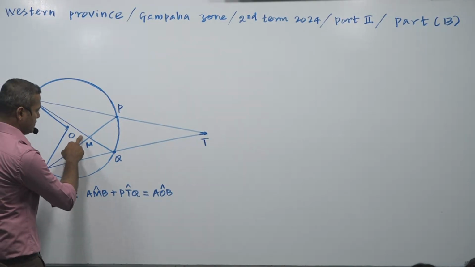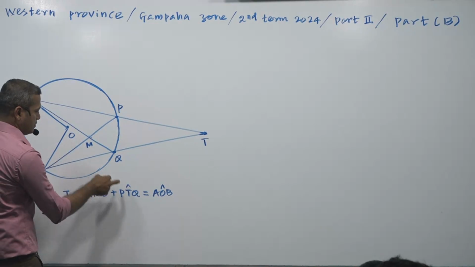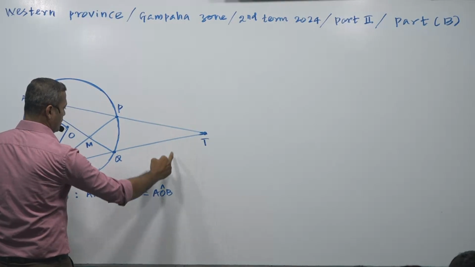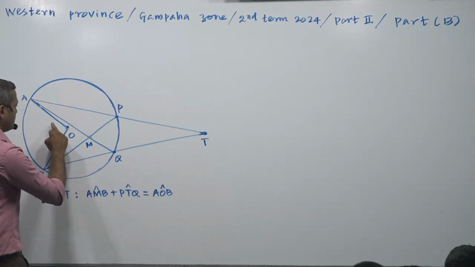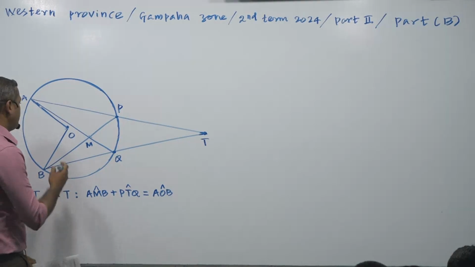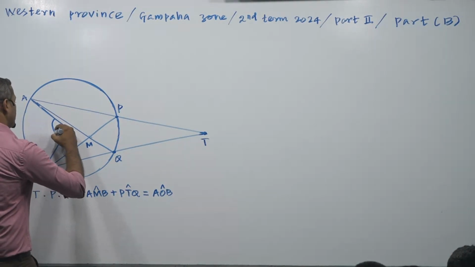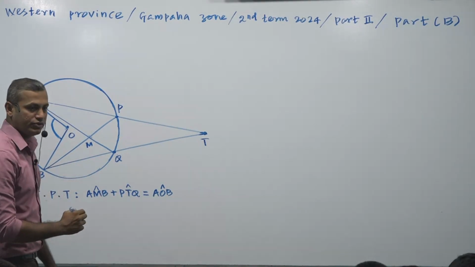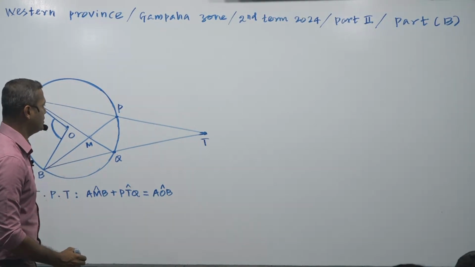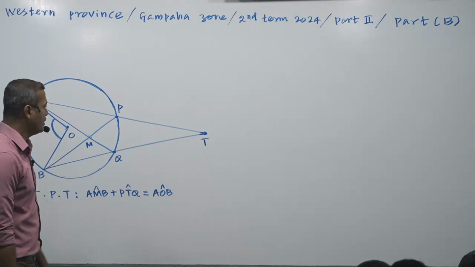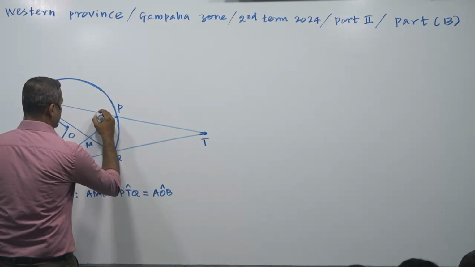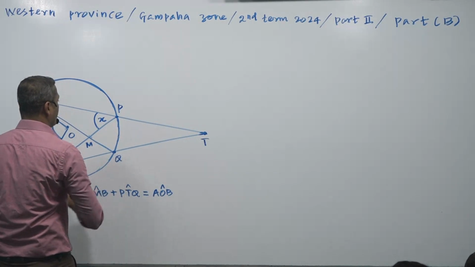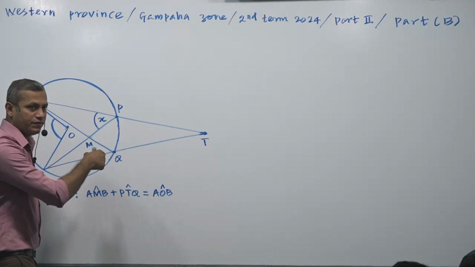AMB is this angle. PTQ is this angle. AOB is the angle subtended at the center. Let me start by introducing an unknown, an algebraic term. Let me take this as x or a or whatever. Let me take this as x. The angle subtended at the circumference is x.